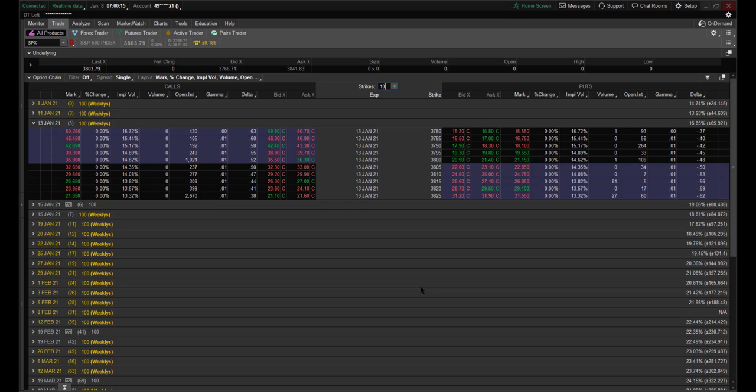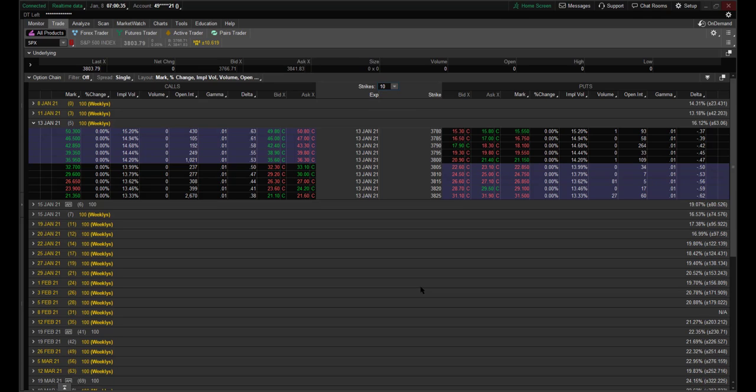So, a call option gives you the option to buy or sell, depending on what you want to do. Okay? So, if you're a call buyer, you want the stock to go up. And if you're a call seller, you want the stock to stay below where you sold it.